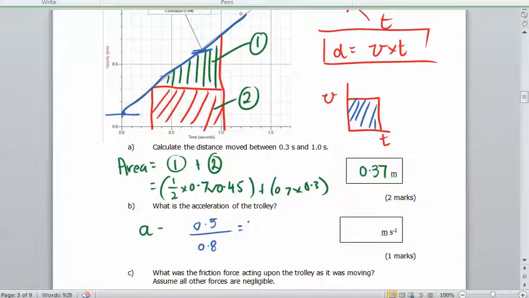That's 5 over 8. What is the answer? What is it? 0.6. So let's round that off to 0.63.